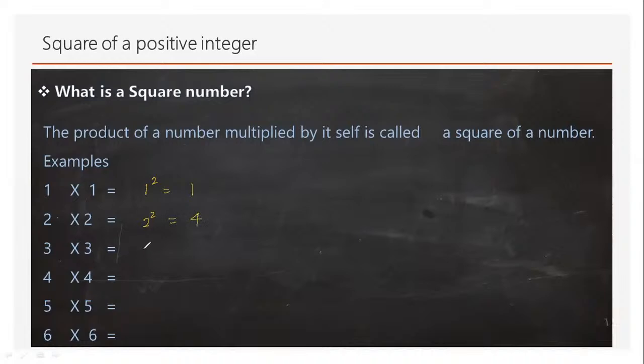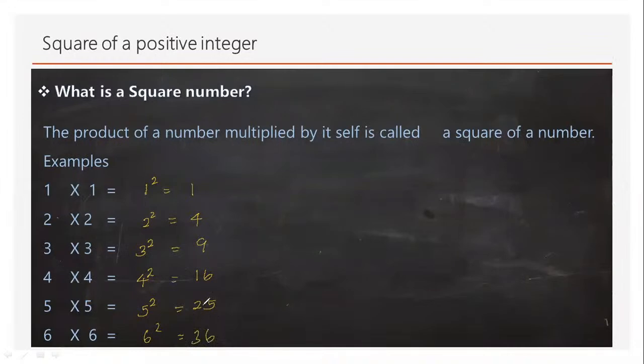3 times 3. You can write it as 3 to the power 2, 3 squared. Then you can write here 3 times 3, 9. 4 times 4, 4 squared. It means you can write here 4 times 4, 16. 5 times 5, 5 squared, 5 times 5, 25. 6 times 6, 6 squared. You can write it as 6 times 6, 36.